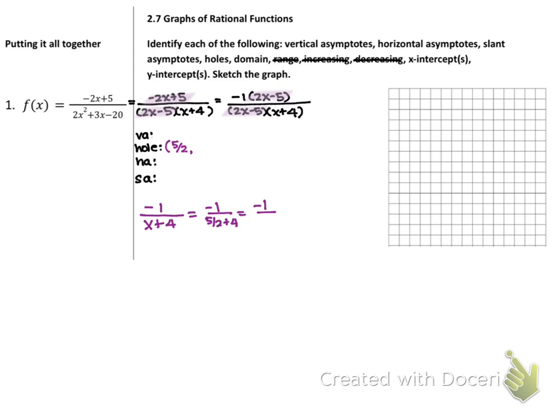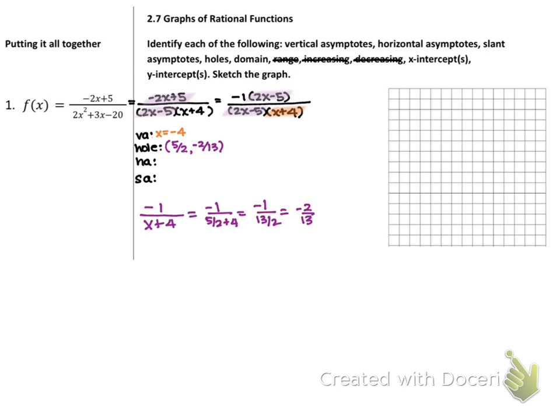Okay, no calculator, so I gotta make sure that I can do this. Okay, 5 halves plus 4. Well, 4 is 8 halves, so that's 13 halves. And then negative 1 divided by 13 halves is negative 2/13. Okay, so the hole is located at 5 halves, which is 2.5, and then comma negative 2/13, which is really just slightly smaller than 0. Okay, then let's take a look back at this. Let's look for the vertical asymptote. Well, there's a vertical asymptote at x equals negative 4. Remember, it is the thing that makes the denominator 0 after the hole has been removed. So I have x is equal to negative 4.